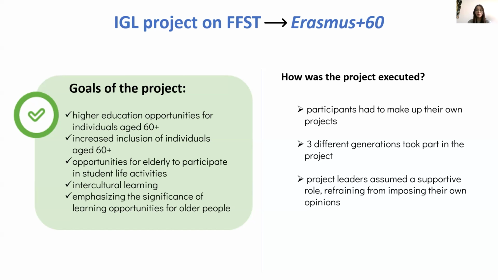This project was based on implementing IGL through project-based learning, where participants were required to devise their own projects. And members of 3 generations participated: students, mentors, who took on a role of providing material support rather than imposing their own opinions, and individuals aged 60 and above, with an average age of 75 years old. Some goals of the project consisted of emphasizing the significance of learning opportunities for older people, as well as providing higher education opportunities and increased inclusion of individuals aged 60 and above. Also, promotion of intercultural learning.